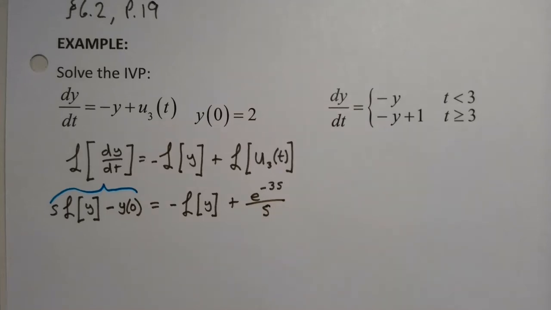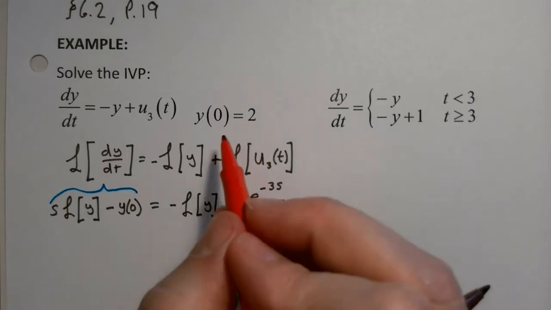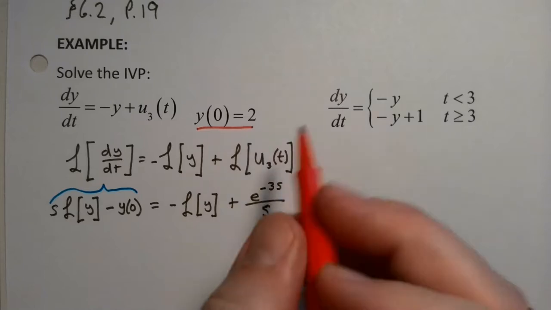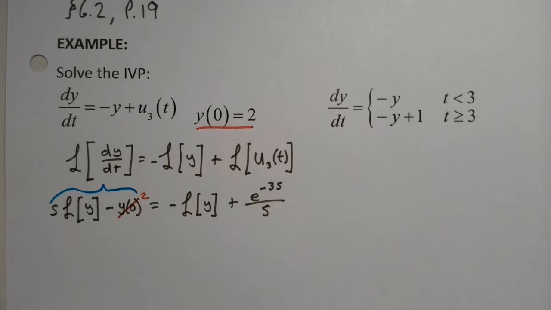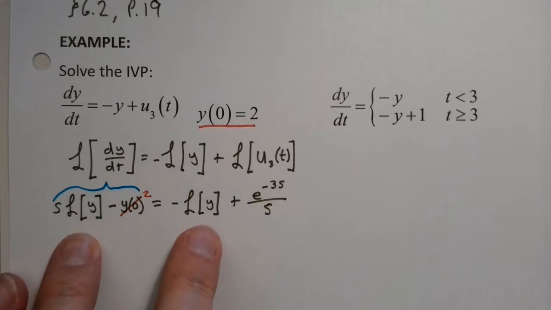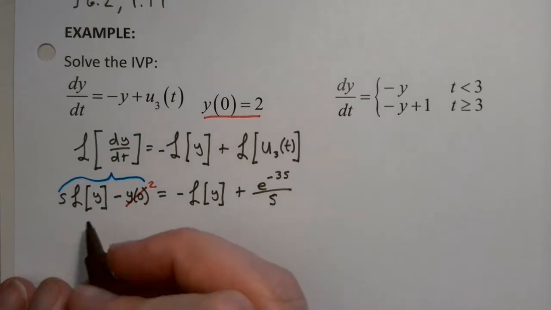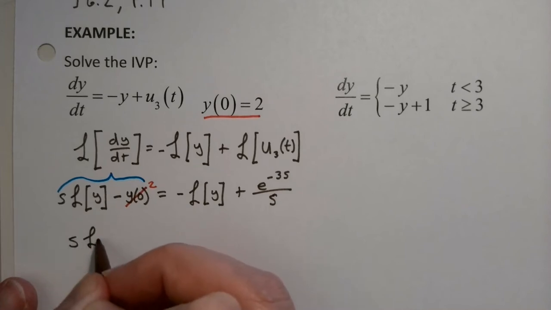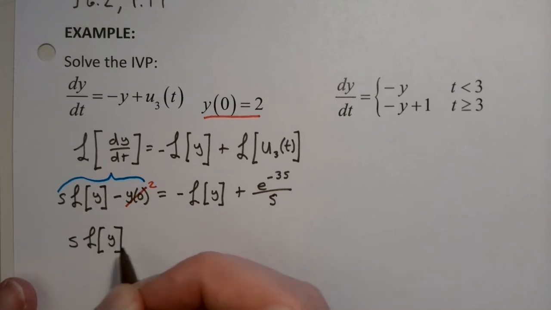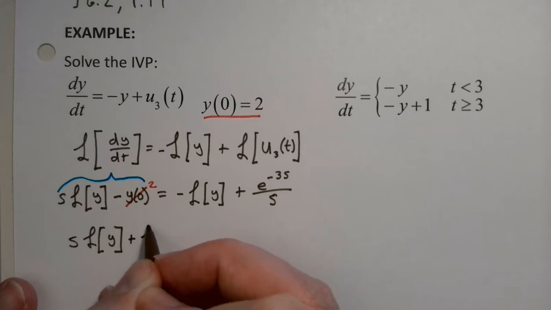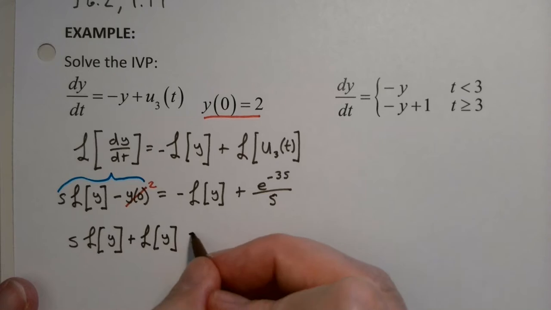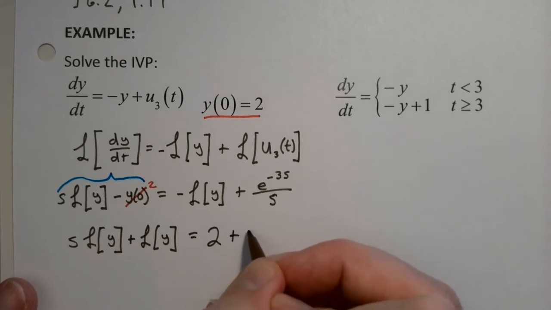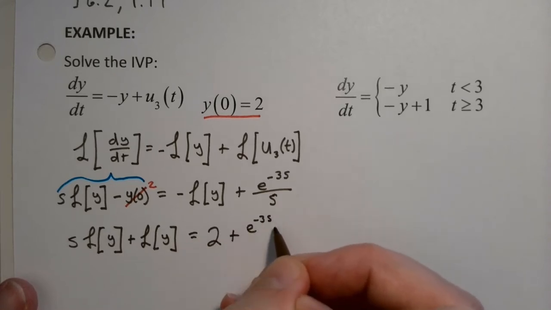So you remember the next step is we can plug in our initial condition. We know our initial condition up here, y of 0 equals 2, so that means this thing really is 2. And I'm going to try to manipulate this equation to solve for the Laplace transform of y. So I'm going to say s times the Laplace transform of y, I'm going to move this to the other side, plus the Laplace transform of y, I'm going to move my 2 to the other side, equals 2 plus e to the minus 3s over s.